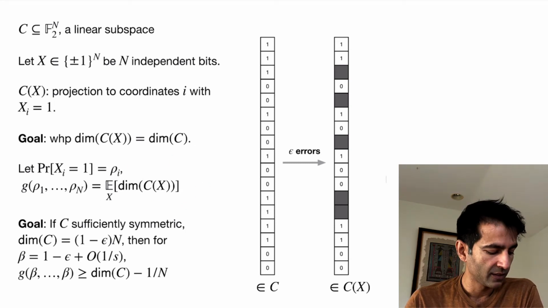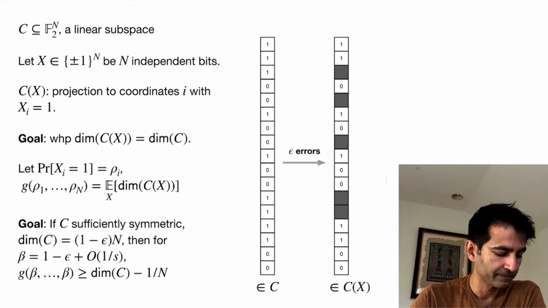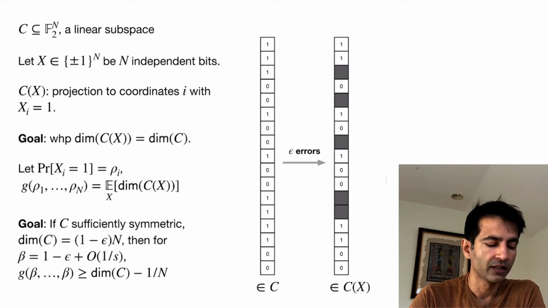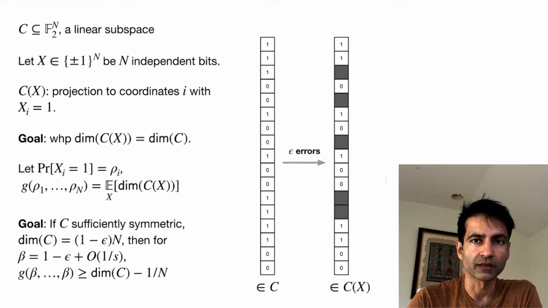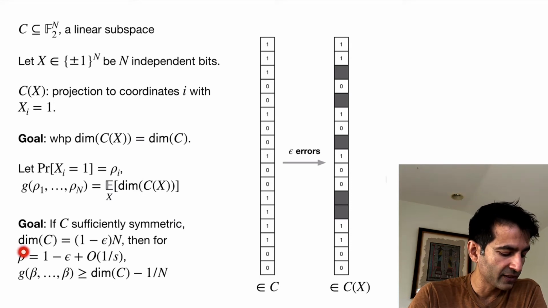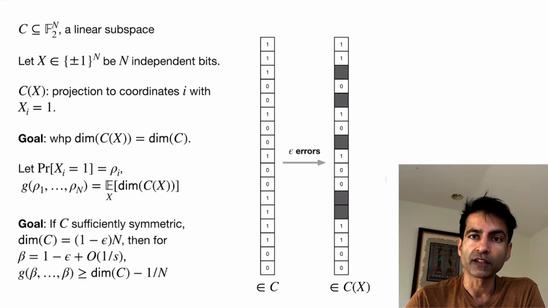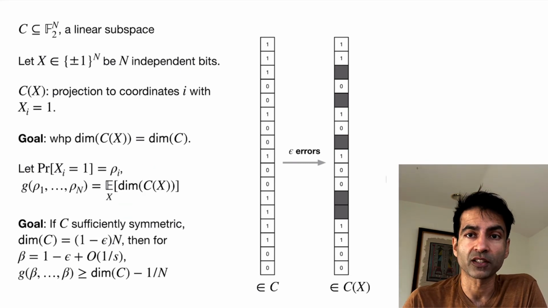Okay. Then what we'll prove is that if C is sufficiently symmetric, then for some parameter beta that's very close to 1 minus epsilon, we have that g of beta, beta, beta is at least the dimension of C minus 1 over n. It's very close to the dimension of C. So for beta that's very close to 1 minus epsilon, the expected dimension of C(x) is very close to the full possible dimension.